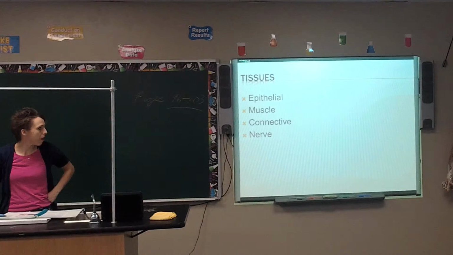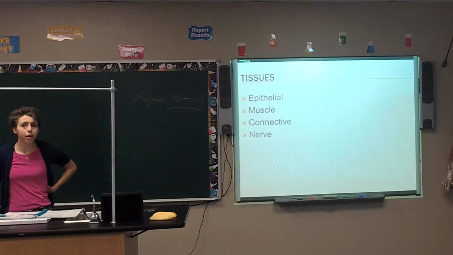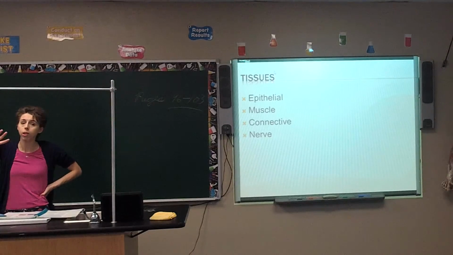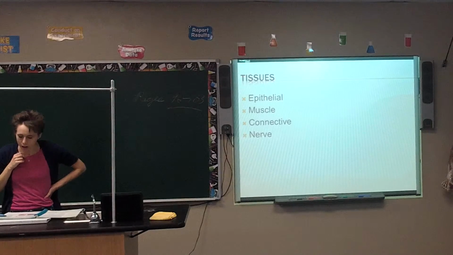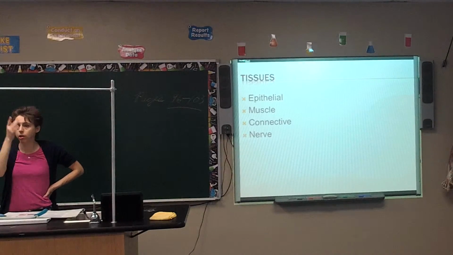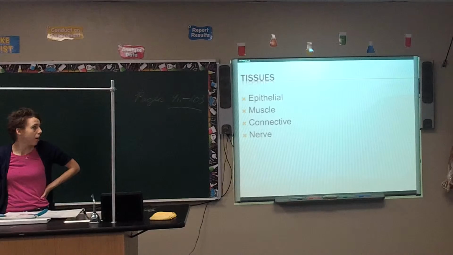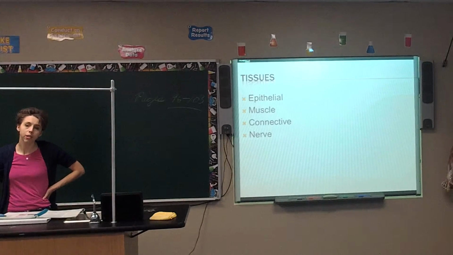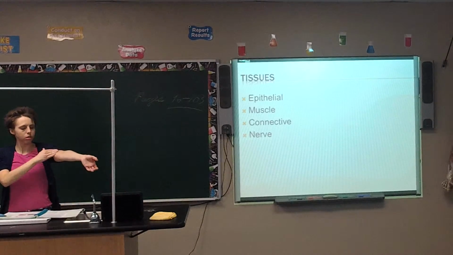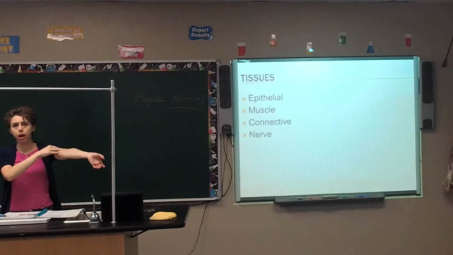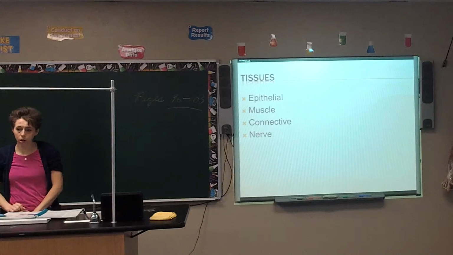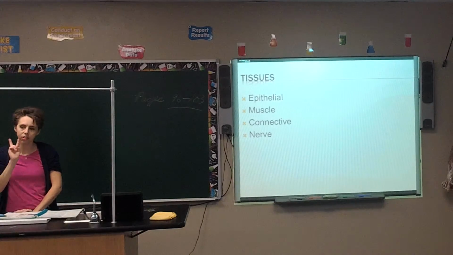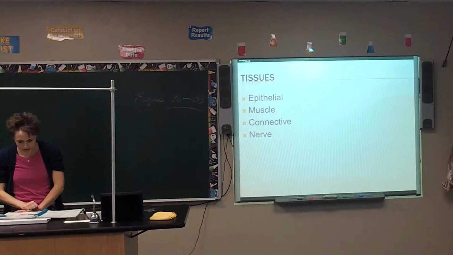So instead of talking about your 11 systems, we're breaking down, going back to tissues. Now there are only 4 different types of tissue, so that's nice, it's a little bit easier. Now remember, tissue makes up an organ, and organs make up a system. You can have some organs that are made up of entirely one type of tissue, like your muscles in your body, like your biceps, which is made up entirely of muscle tissue. But some organs, like your stomach, are made of a couple different types of tissues. It has epithelial and muscular tissue on the inside of it.